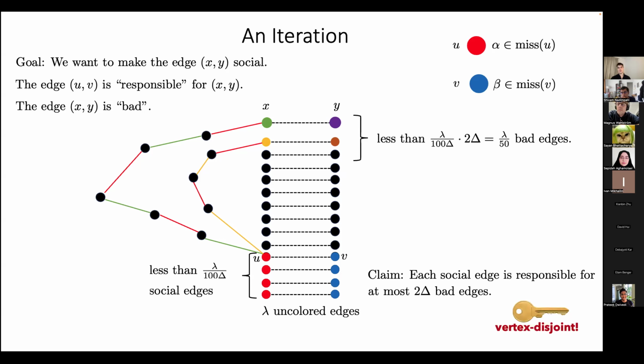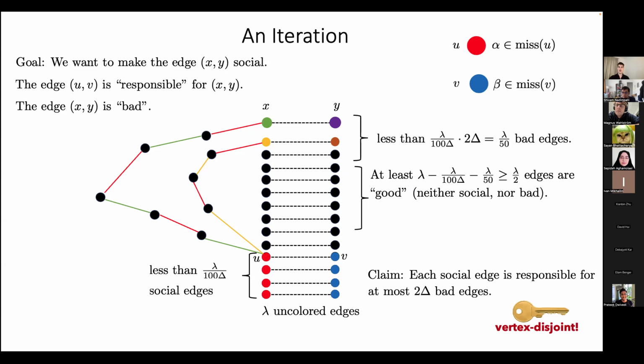But then this also implies that there can't be that many bad edges, right? Because we assume that we haven't already created more than lambda over 100 delta social edges, which means that the total number of bad edges is going to be basically lambda over 50. And in particular, this implies that at least half of the edges are good, right? So they're not social and they're also not bad, in the sense that if we pick one of these and try to make it social by flipping these alternating paths, we're not going to damage any of the previously socialized edges that are already missing blue and red.